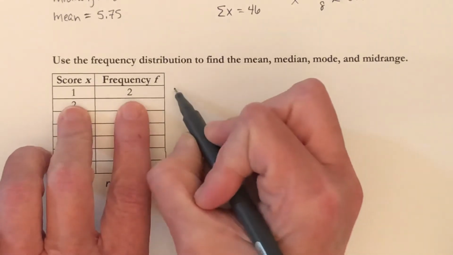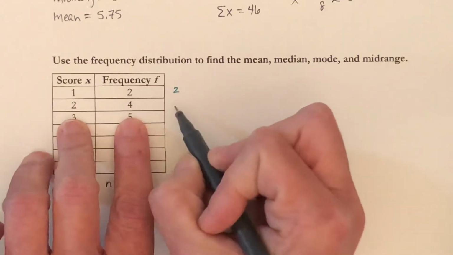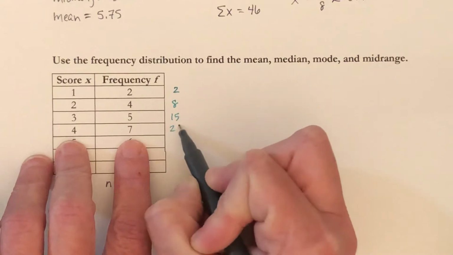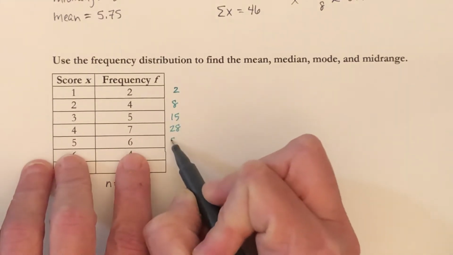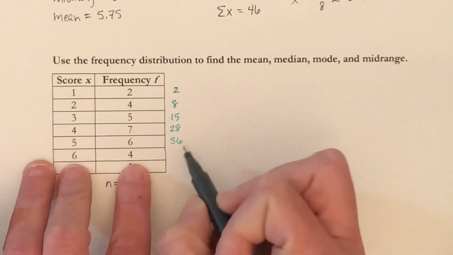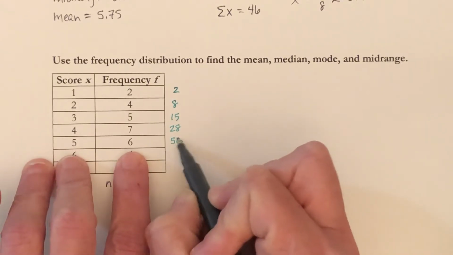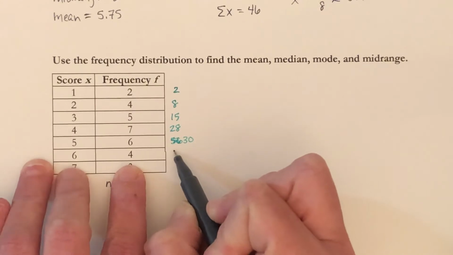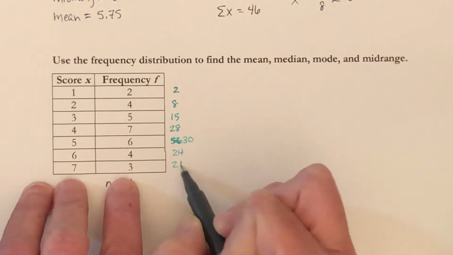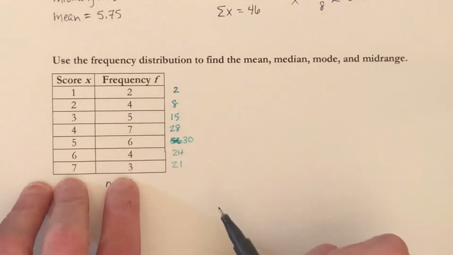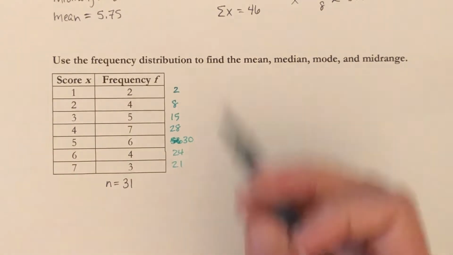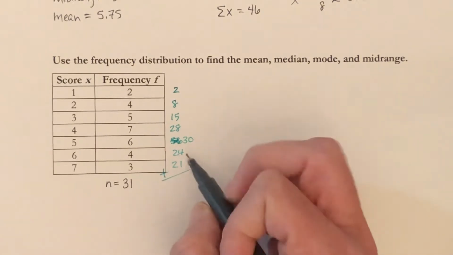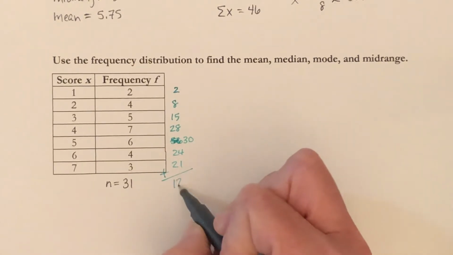So 1 times 2, 2, 8, 15, 28, 56, no, not 56, Maggie. Let's go 30, and 24, and 21. My brain went on vacation there. Okay, and now we want to add these up. So if we add up all of these, that is 128.